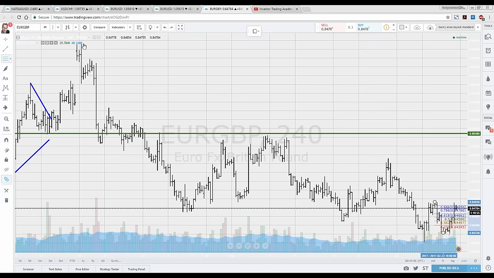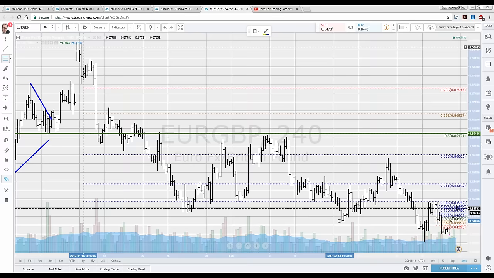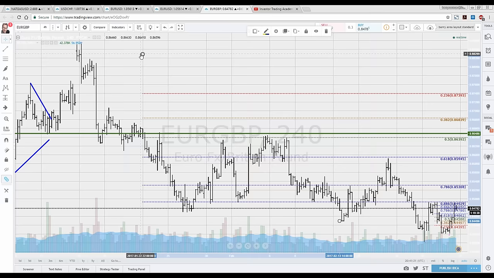For some reason, my computer doesn't want to work here. I had to do this in reverse for some reason. I don't know why. This is just their charting system having a difficult time tonight.